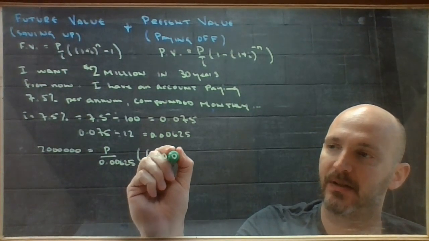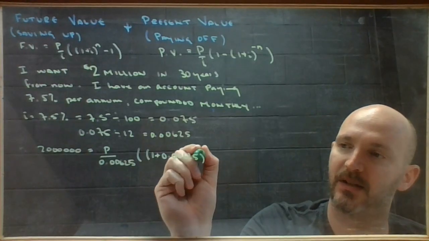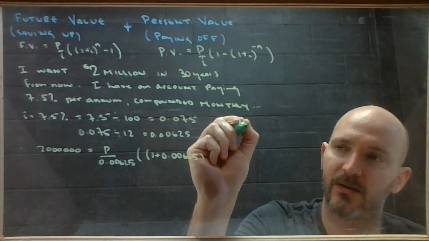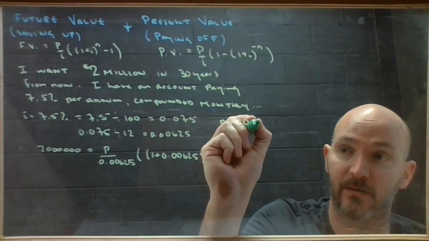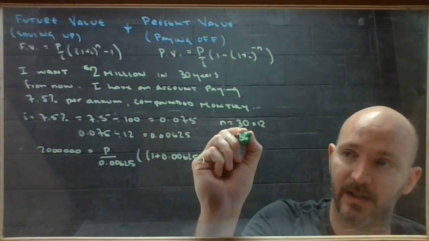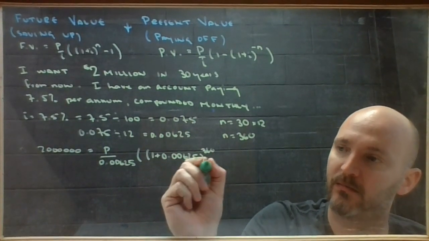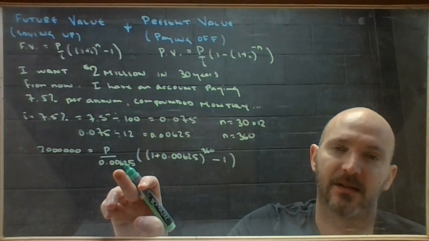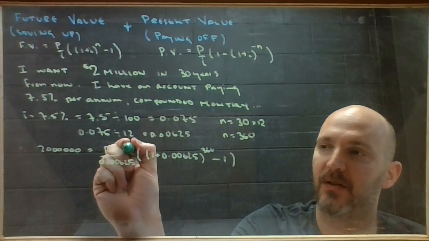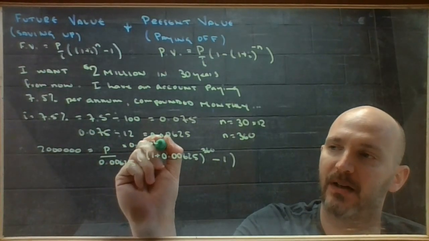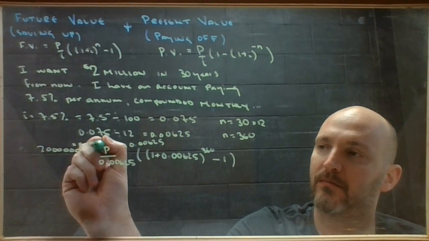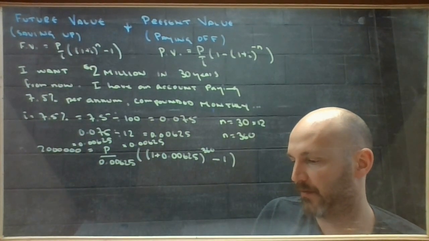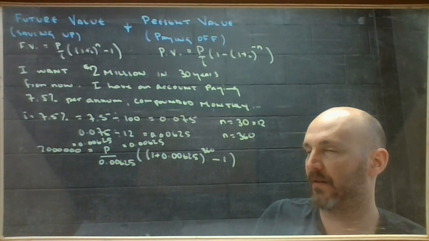One plus 0.00625 to the exponent n. Well, n is 30 years, but I'm making monthly payments, so n will be 360 payments in total. Subtract 1. Now I don't want this thing in the denominator, it's just causing me stress, so I'm going to multiply both sides by 0.00625. That number multiplied by 2 million gives me 12,500.